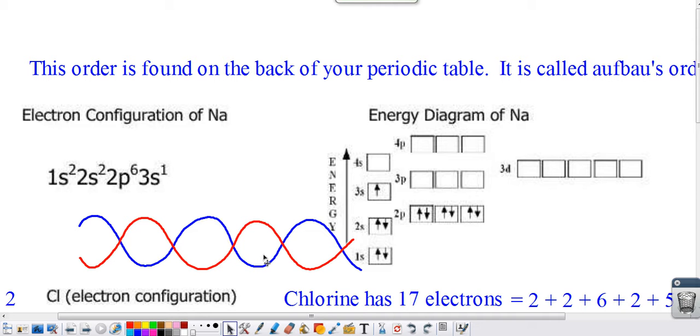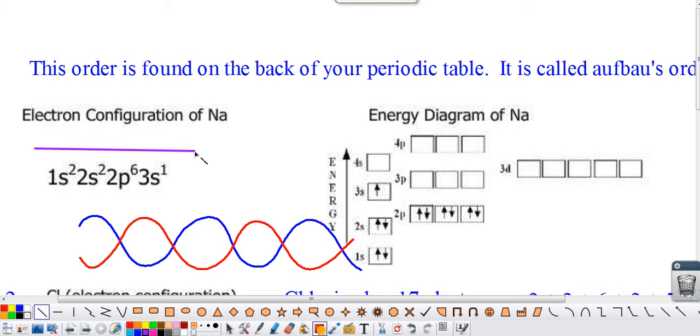If you look at your periodic table and find sodium, the configuration for sodium is 1s2, 2s2, 2p6, 3s1. But what does that mean? That means the 11 electrons for sodium start in the beginning. That's 2, and then there's 2 more, now that's 4, now there's 6 more, that's 10, now there's 3 more, that's 11, but the electrons build up in this order.